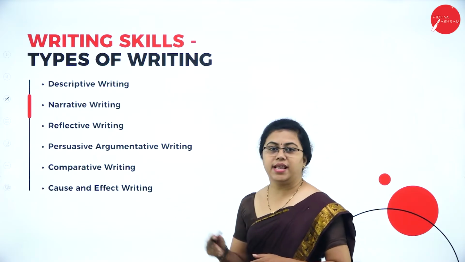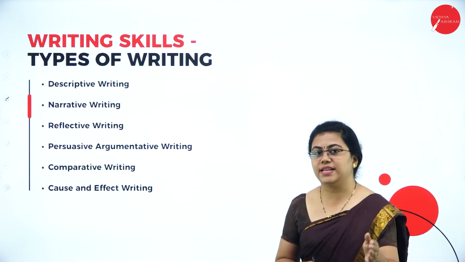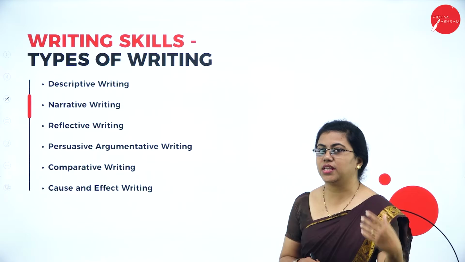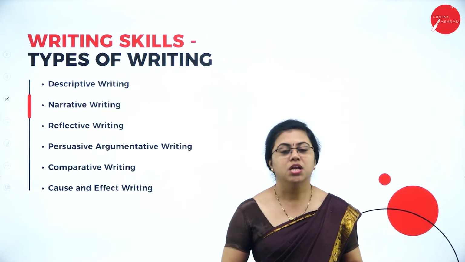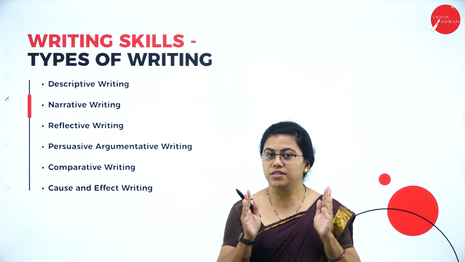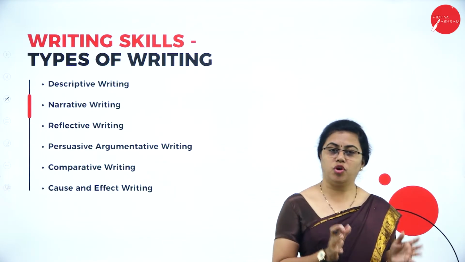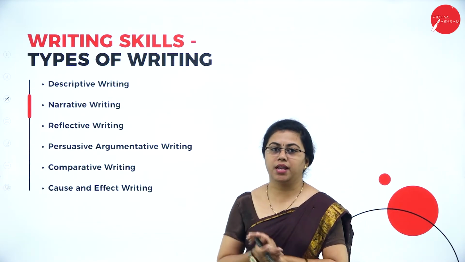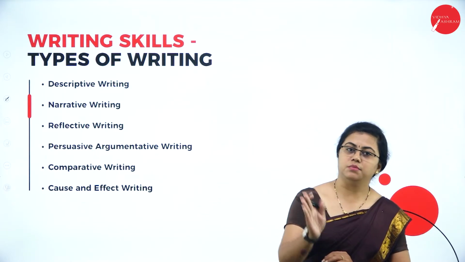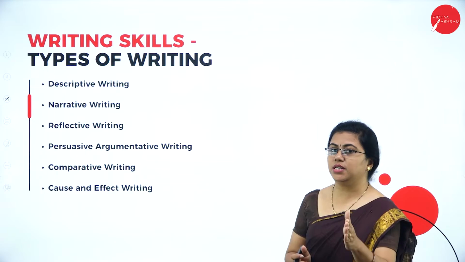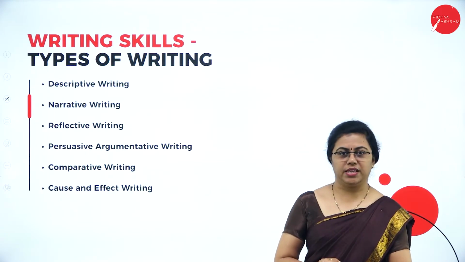Then we have cause and effect writing. There is some incident that has happened, what is the cause for that and what is the effect of that. This will be presented by you. Whatever projects you have done, whatever surveys you have done, interviews you have done, whatever it is, you will first prepare a report. That means the writing skill happens first. Then comes the speaking skill. You have to present it before the class.